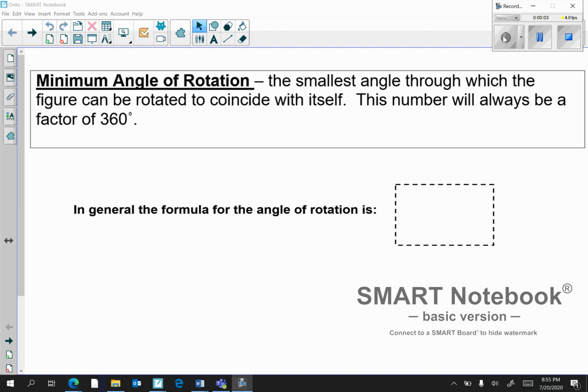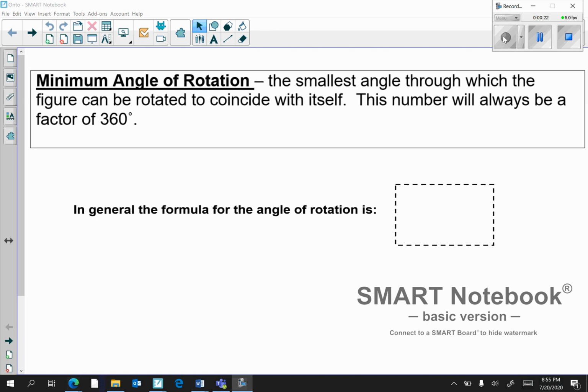Hi everyone, in today's video we're going to be talking about minimum angle of rotation. Minimum angle of rotation is the smallest angle through which the figure can be rotated to coincide with itself and look exactly the same as it was to begin with. This number will always be a factor of 360 degrees.